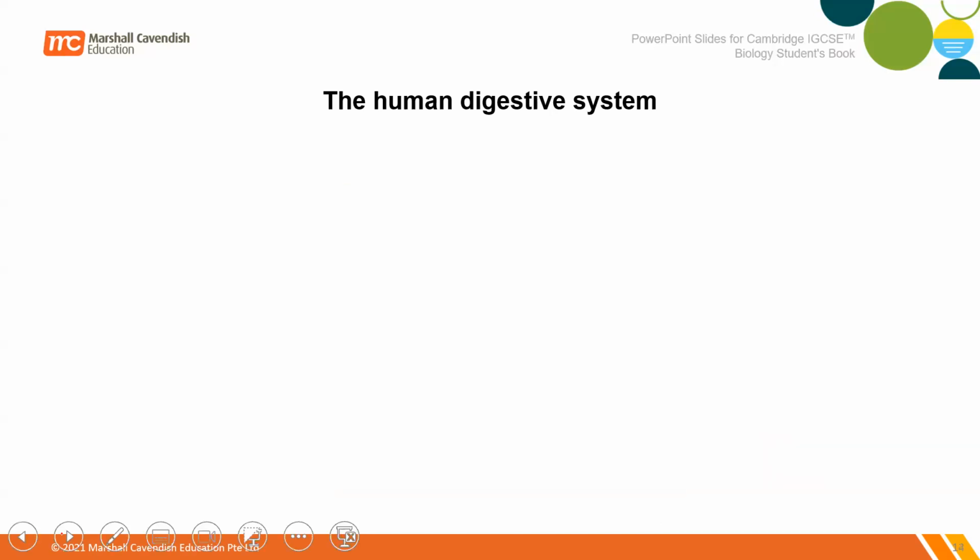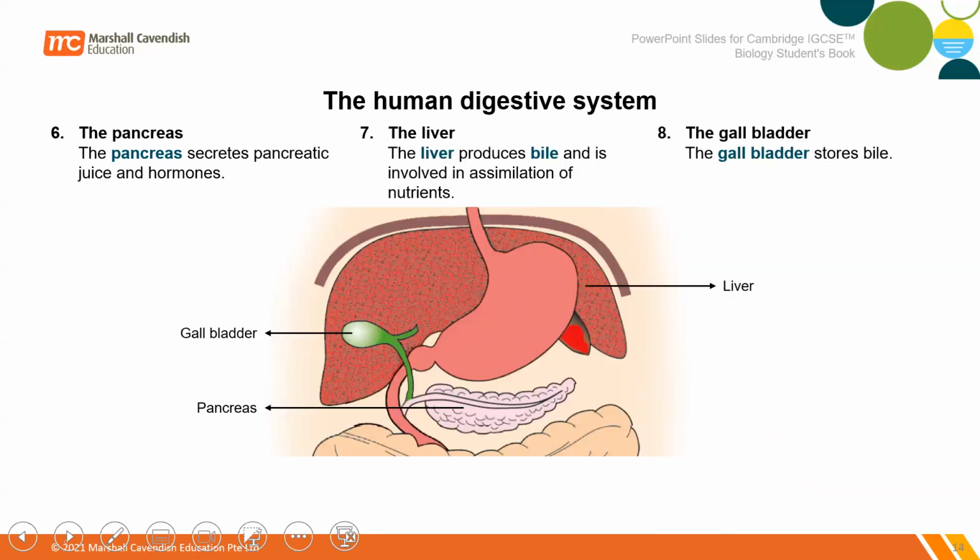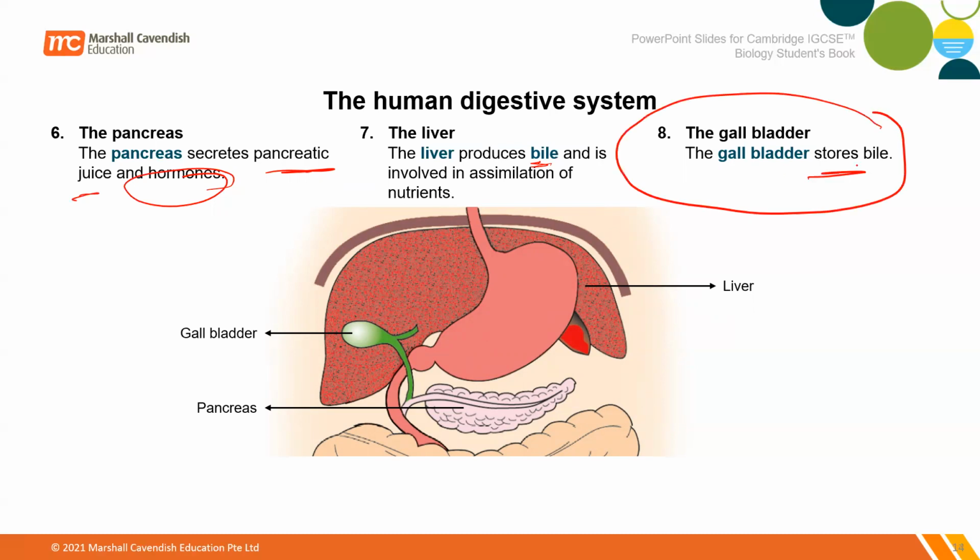Let's go to the liver, pancreas, and the gallbladder. The pancreas secretes the pancreatic juice and some hormones such as insulin. The liver produces bile and is involved in the assimilation process of nutrients. And finally, the gallbladder stores bile.